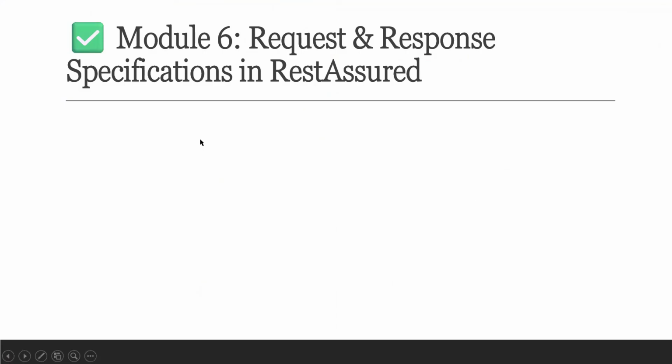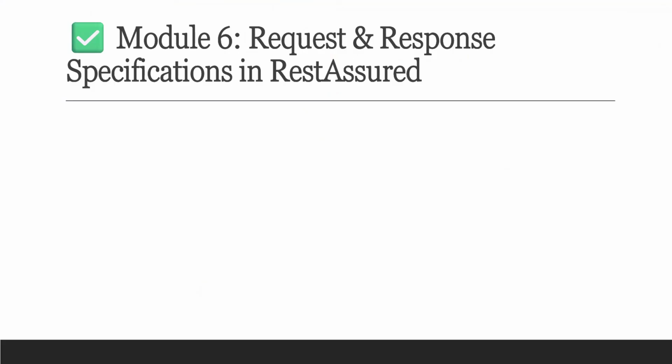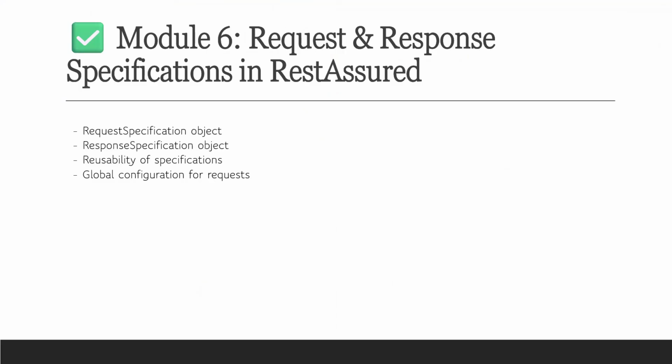In Module 6, we are going to talk about request and response specifications in REST Assured. What is a request, what is a request specification, and what is a response specification? Here is the content: the request specification object and the response specification object, the reusability of these two specifications, and finally, the global configuration for request.